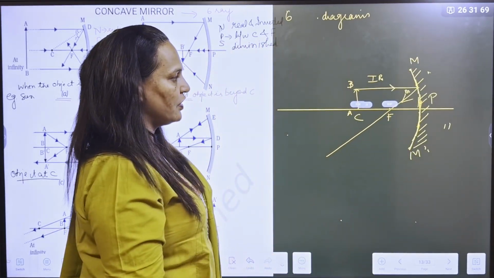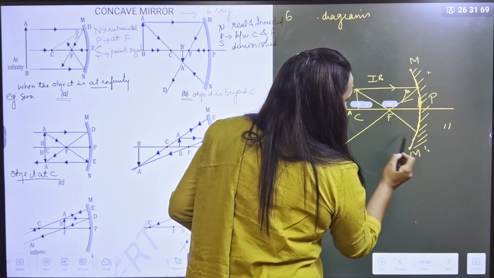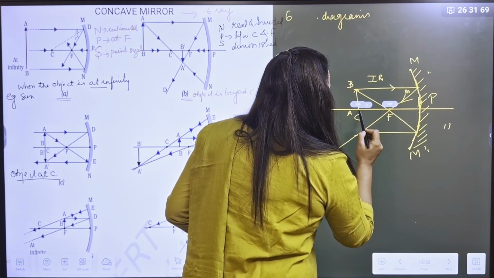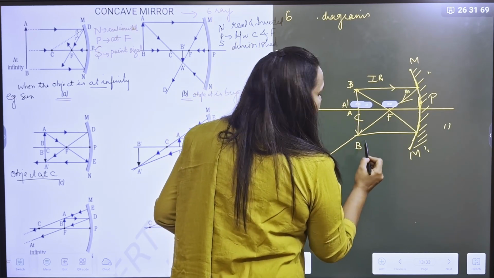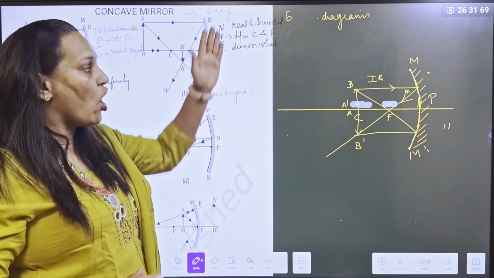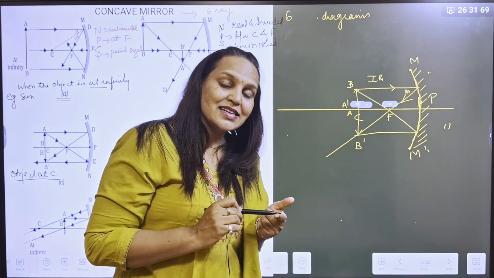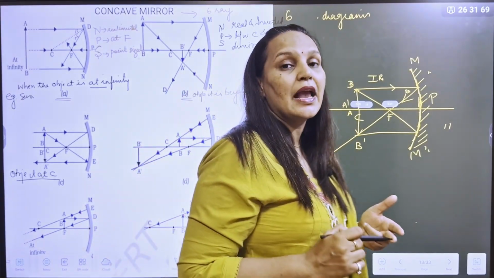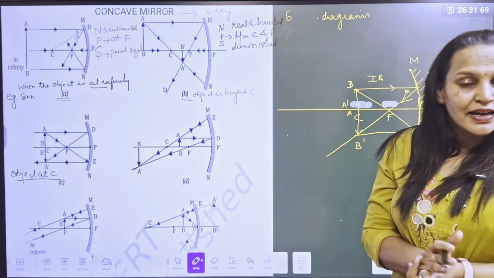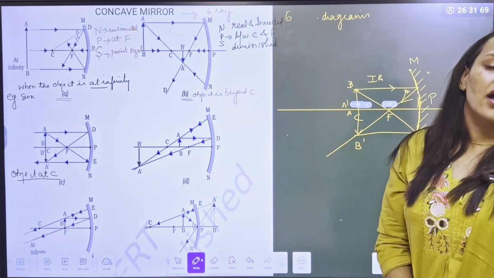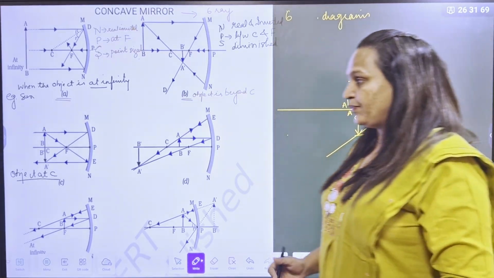How will the second ray pass? Second ray will pass through the focus, and if you join them, the image will come at C. It means object is at C, image is also at C. Object distance is same, image distance is same, size of the object is same, image height is same as the size of the object. Image height, object height are equal.